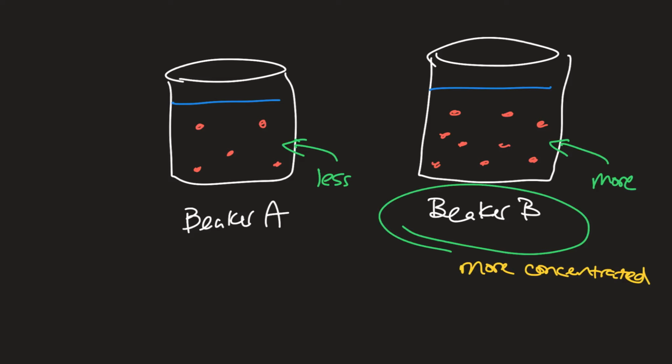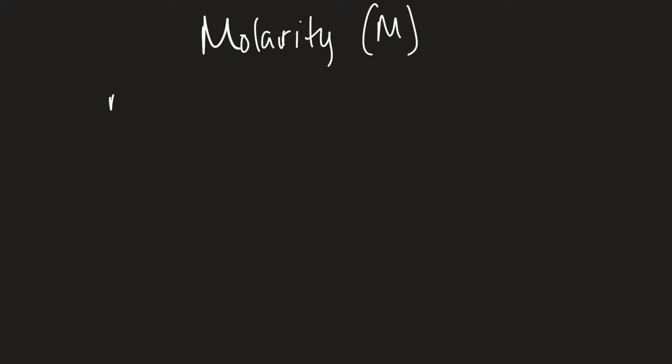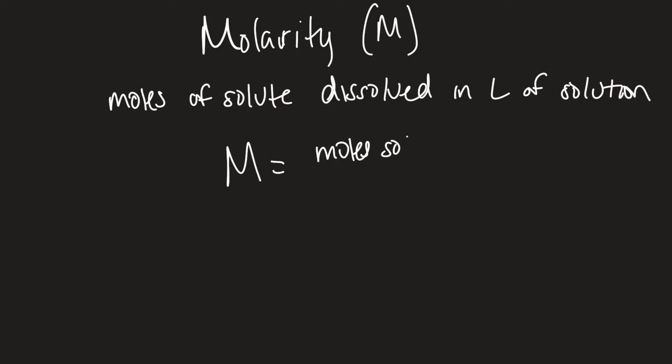So these are some of the ways you could describe it qualitatively. Now, there's a way that chemists or scientists describe concentrations quantitatively, or by using numbers. One of the ways that we do it is what we call molarity. Molarity, or big M, is simply the amount of moles of solute dissolved in liters of solution. In other words, from a quick mathematical standpoint, M, molarity, is moles of solute over liters of solution.